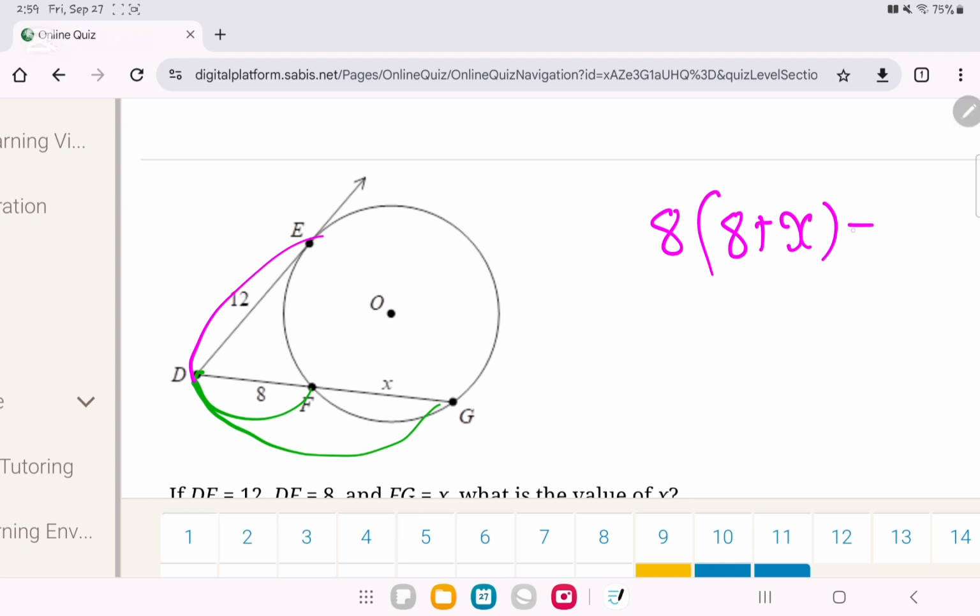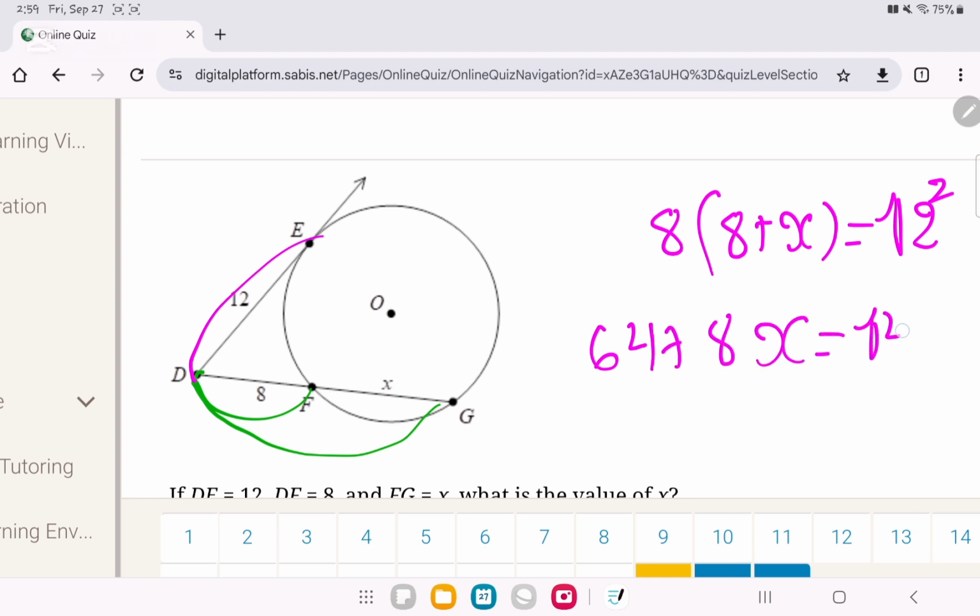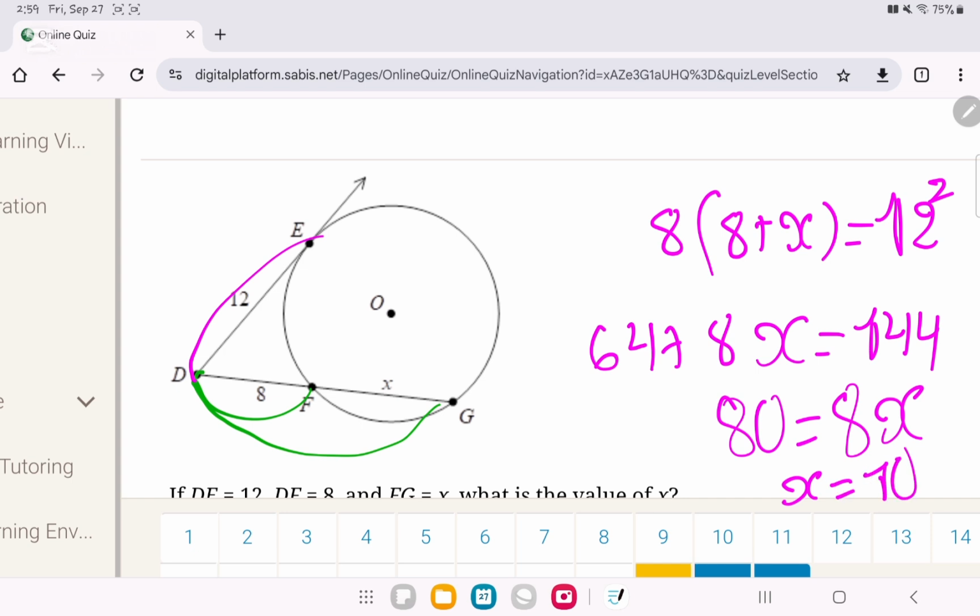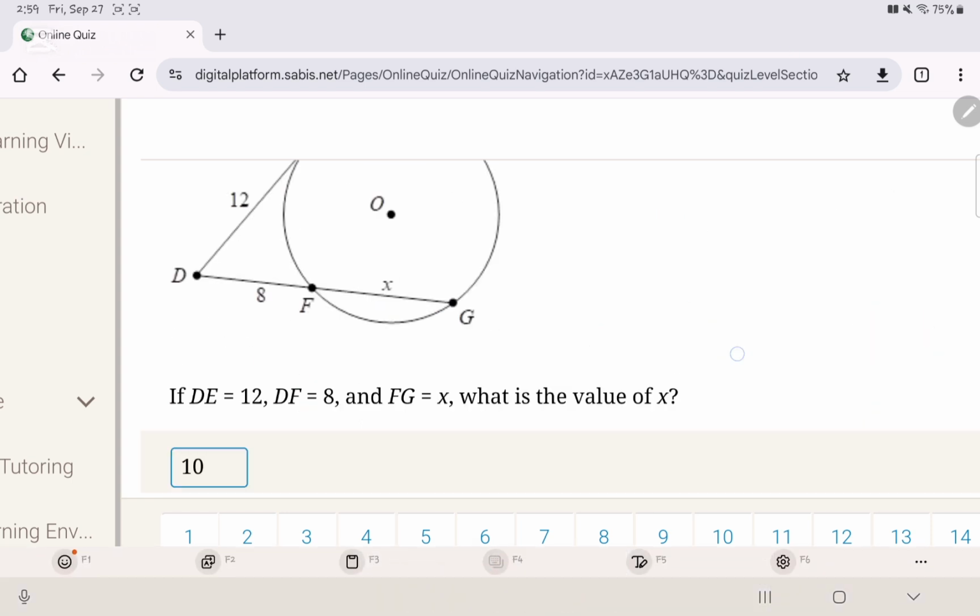equal to 12 squared, which is 144. So 8 times 8 is 64 plus 8x is equal to 144. So 144 minus 64 is going to be 80. So 80 is equal to 8x. So the value of x is what? 10. So here the value of x is 10.